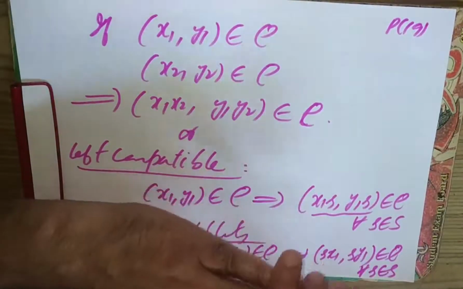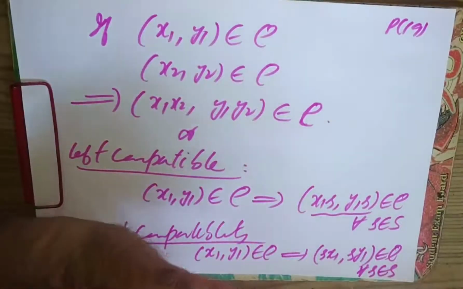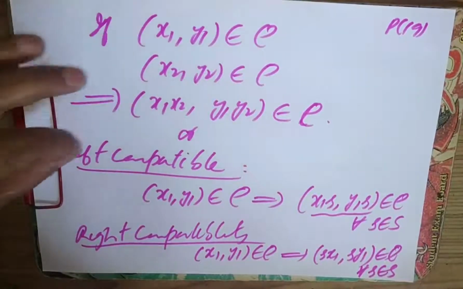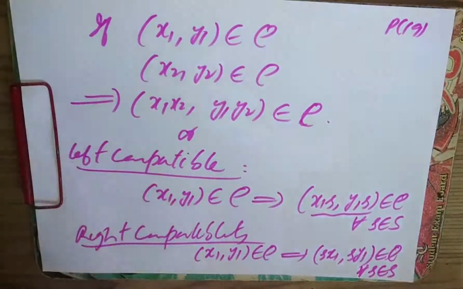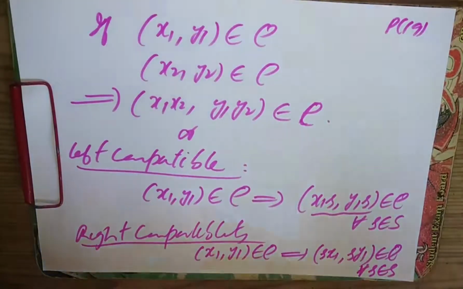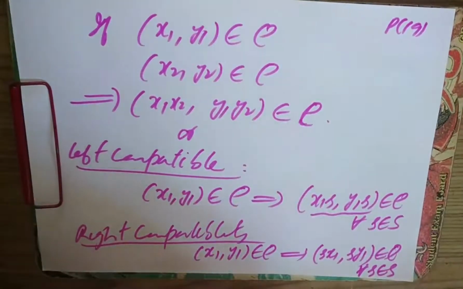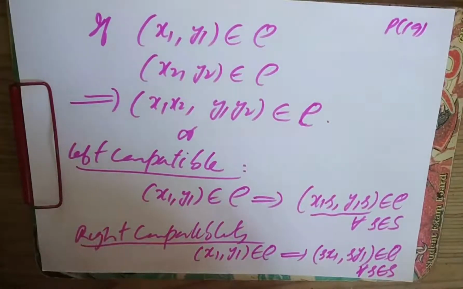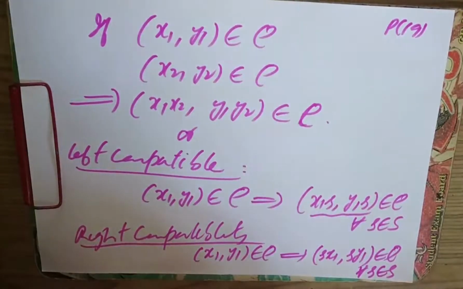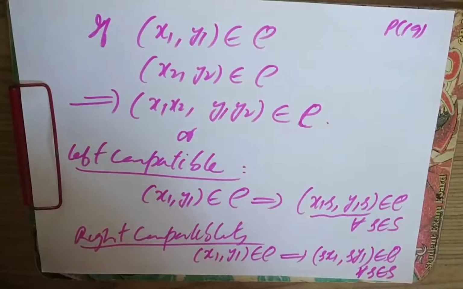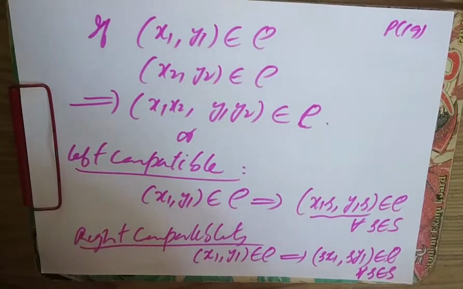So for compatibility we have the following result: a relation is compatible if and only if it is both left as well as right compatible. That's very simple. You can see its proof in the book at page number 23. I'm not going to discuss it here.